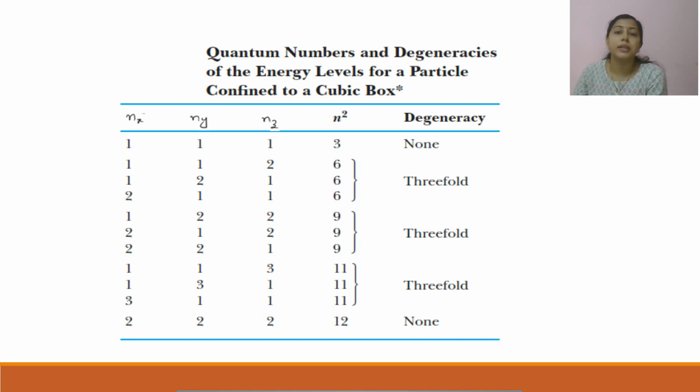So this is what is called degeneracy. Once more, when two or more different wave functions or stationary states have the same energy, when they correspond to the same energy level, then those states and the energy levels are said to be degenerate. The phenomenon is called degeneracy.